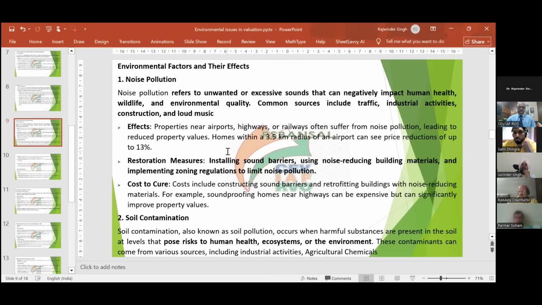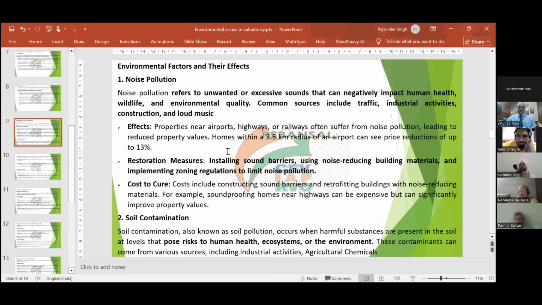Then how can you restore them? You can install sound barriers, use noise reducing building materials, and implement zoning regulations to limit noise pollution. And what is the cost to cure involved in it? Costs include constructing sound barriers and retrofitting buildings with noise reducing material. For example, soundproofing homes near highways can be expensive but can significantly improve the property values.